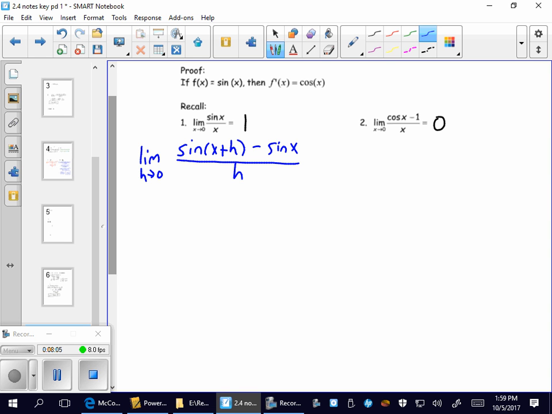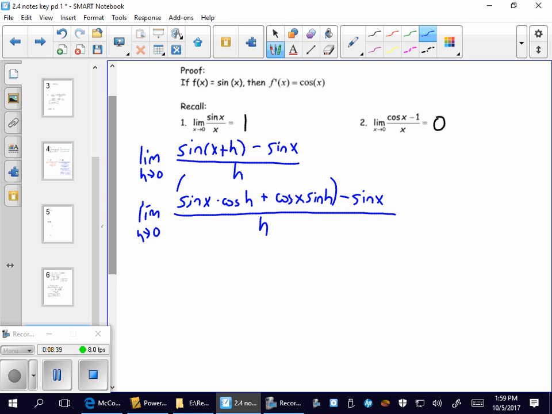But sine of x plus h, we did go back through this a long time back in the beginning of the school year. That is the sine of the sum of two angles, which splits to be this. Sine of the first angle, cosine of the second angle, plus cosine of the first angle, sine of the second angle. And then don't forget to bring down the minus sine of x. Okay, so this part right here is an identity. That's the sine of the sum of two angles. We need to know that.